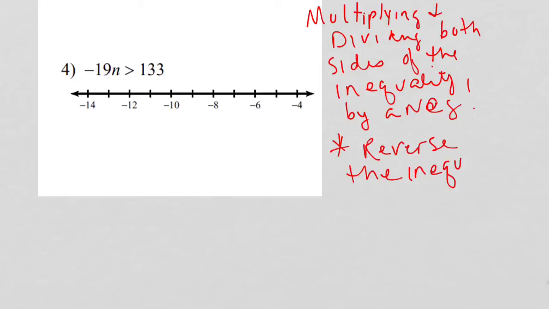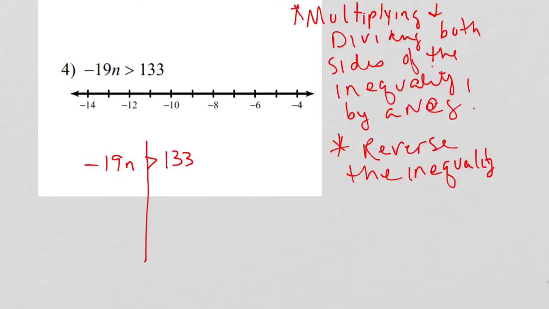You'll have variables there, so you won't be able to rely on comparing numbers. Okay? You must reverse the inequalities. Okay? Otherwise, it's all the same. So let me give you a couple basic examples here. You're also going to be graphing the solution. So here I have negative 19n is greater than 133.